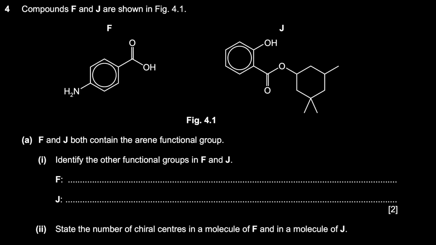So here we have question number 4. Compounds F and J are shown in figure 4.1. F and J both contain the arene functional group, that's this benzene ring over here. Identify the other functional groups in F and in J. In F, we have a carboxylic acid group, a carboxyl group, and we also have a phenylamine group. Don't just say amine, we have a phenylamine group. So in F, we have phenylamine and carboxylic acid.